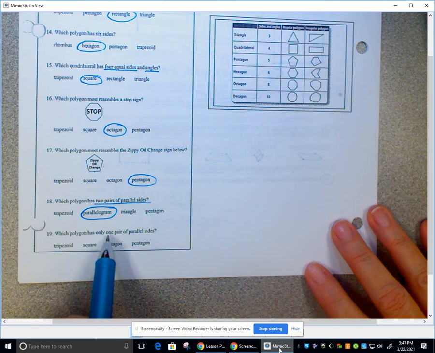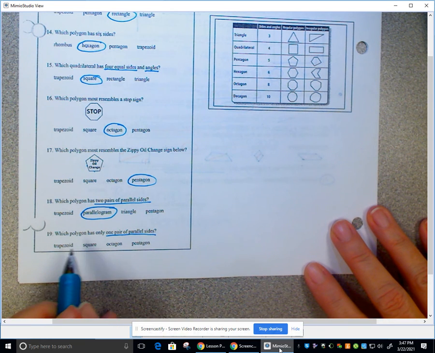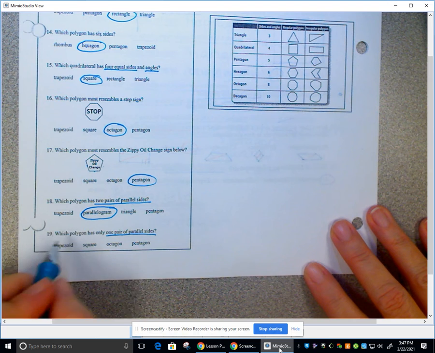Which polygon has only 1 pair of parallel sides? And there it is again. We've got trapezoid, square, octagon, or pentagon. And the answer is trapezoid.